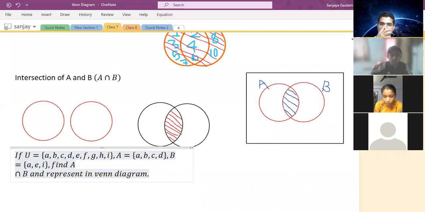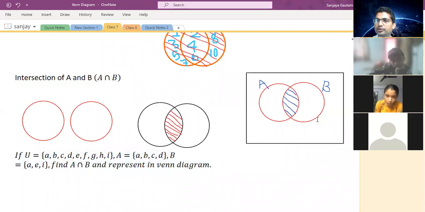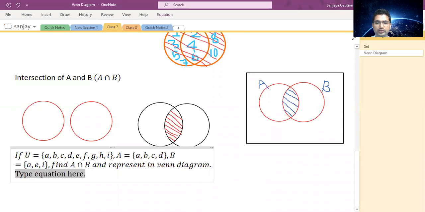Question यसरी सोधियो, find A intersection B and represent it on Venn diagram भनेर सोधियो. Okay, so what you will do, अब तिमीले के गर्छौ होला? You will find A intersection B first and then you will represent it on a Venn diagram. Okay, solution. Let's find the solution first.